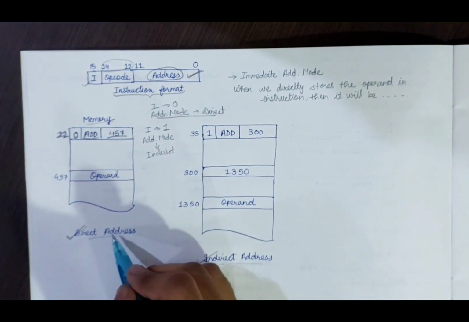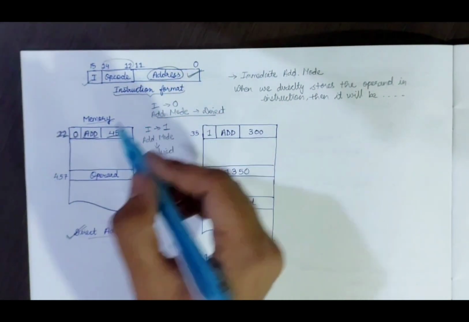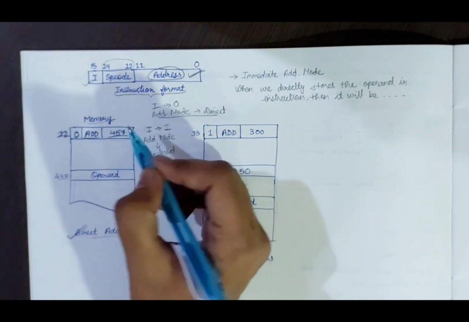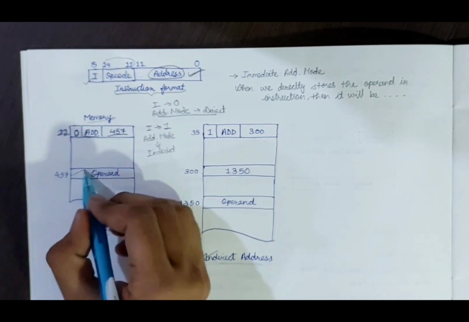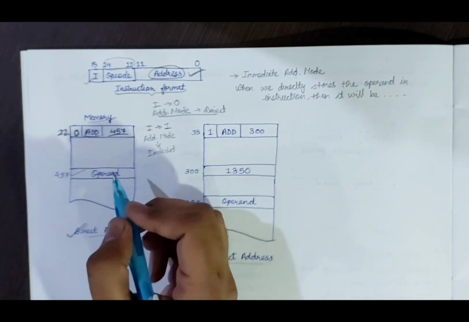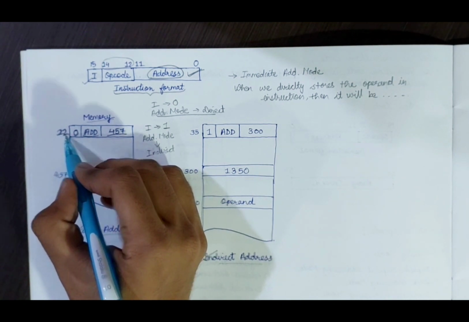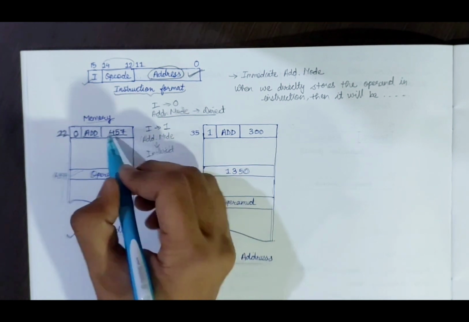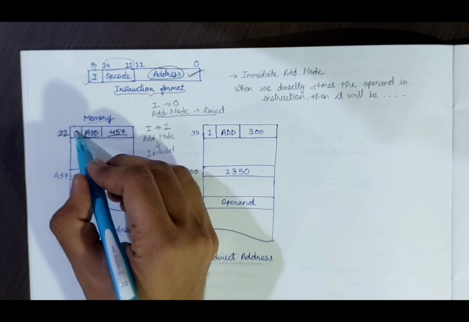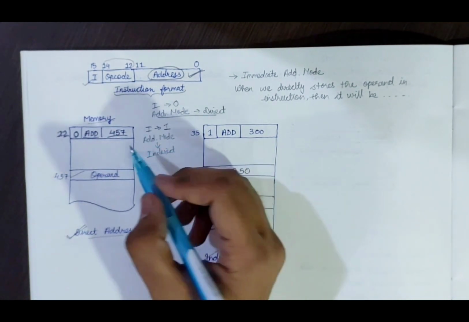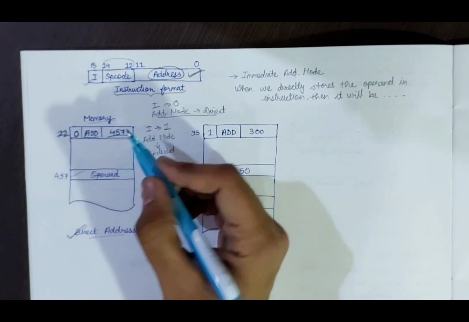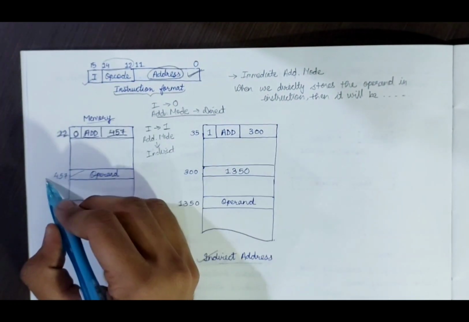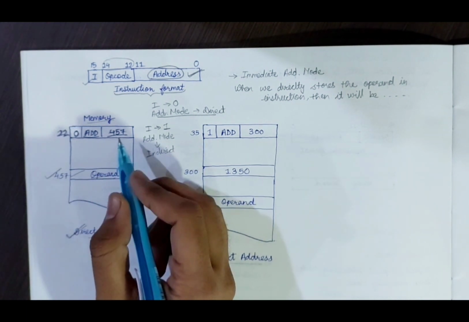In the direct addressing mode the address of the operand is given. So here 457 is given, so this will be the address of the operand stored in the data memory, and this instruction will be stored in program memory. When this instruction is decoded, by seeing this 0 bit the computer comes to know that this is the direct addressing mode, and it will decode the address in such a way that at the 457th location in the data memory it will fetch the operand and perform the operation on it.